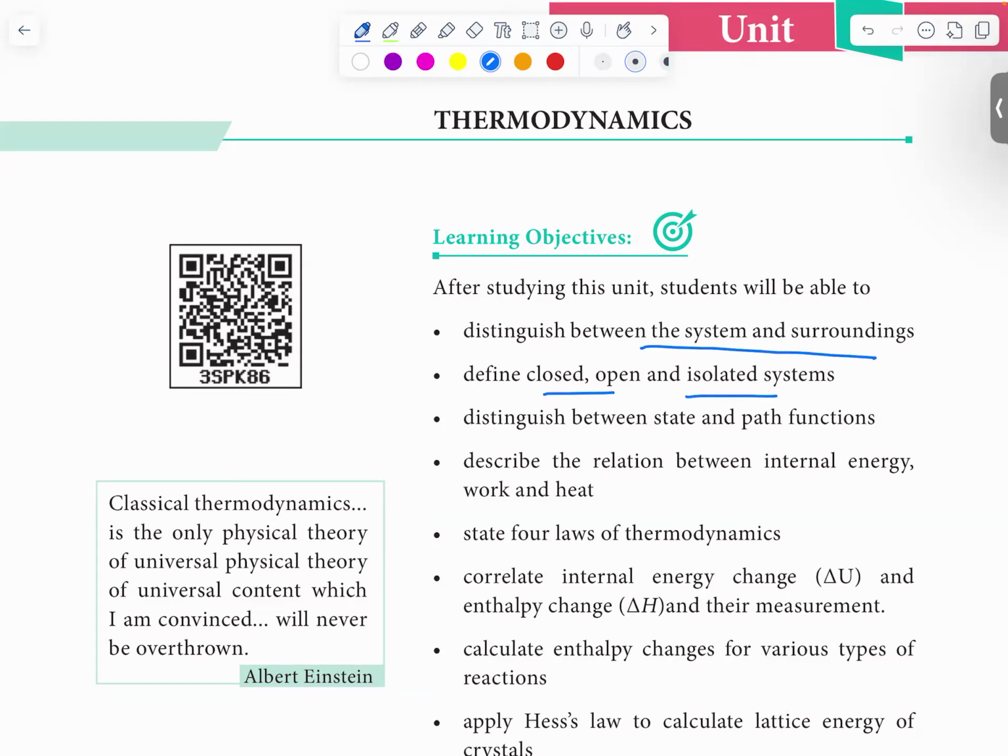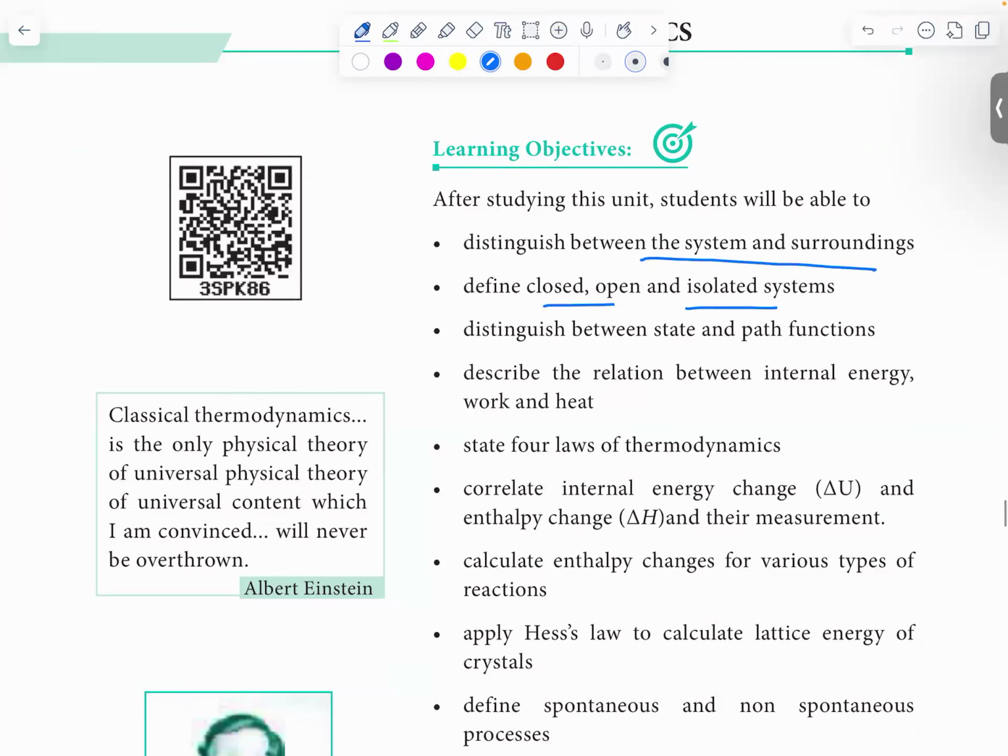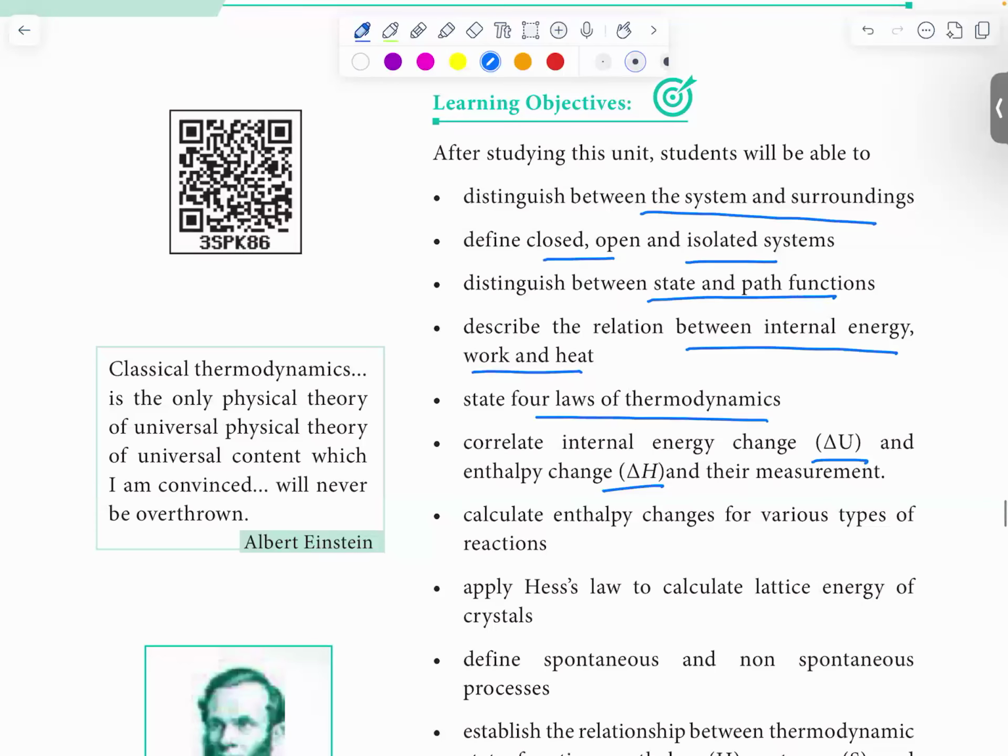You have to understand what is state function and what is path function. Then you will get the idea of internal energy, work and heat. Then you have to study the different laws of thermodynamics, what is internal energy, what is enthalpy. Then you have to study the calculation of the enthalpy changes. Then you have to move to the thermochemistry part, where you will study Hess's law.